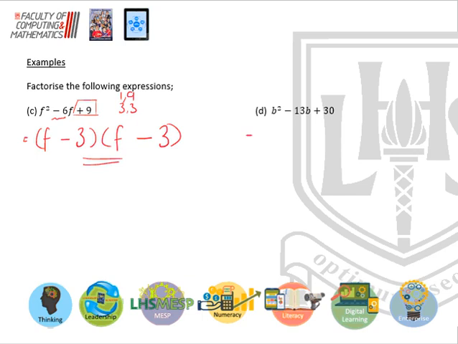Okay, in example D here, again, let's jump right in and say that b squared has to come from b and b. Okay, again, you are multiplying to get positive 30. Because it's positive, both signs have to be the same. Let's do our factor pairs the same though. 1 and 30, 2 and 15, 3 and 10, 5 and 6.